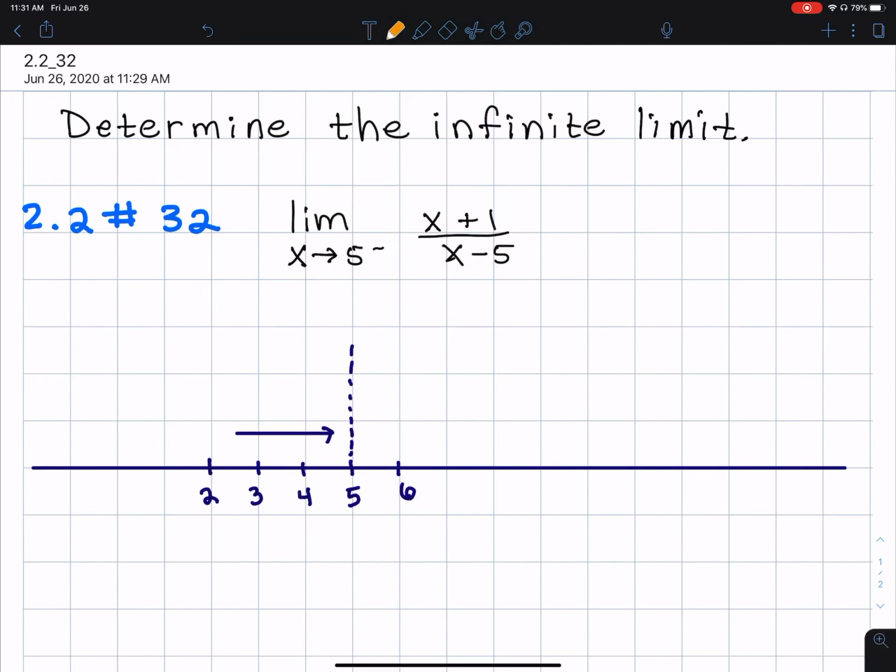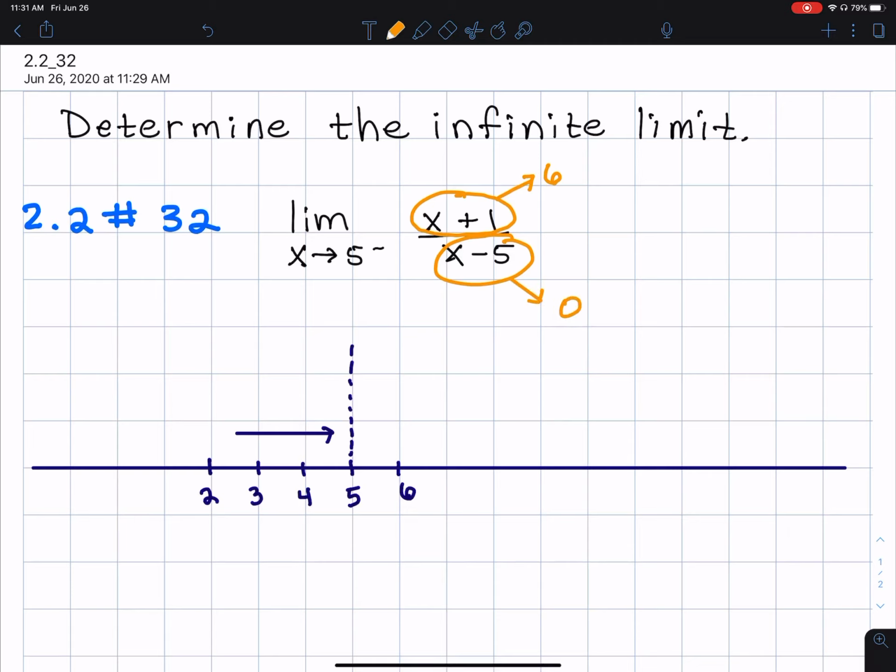Now, I can look at the numerator and I'm going to draw an arrow to indicate limit. This is a polynomial, so I can just look at putting in 5, x approaching 5. So the limit will be 5 plus 1, which is 6. In the denominator, I have 5 minus 5, which is 0.